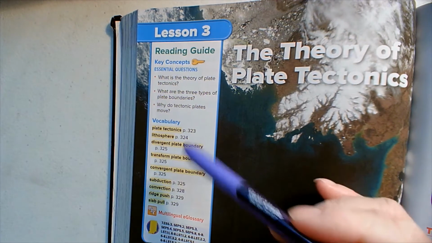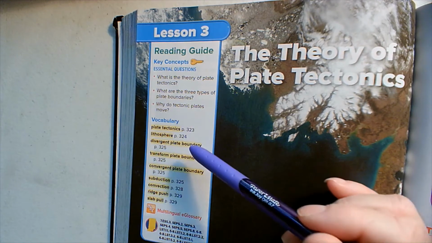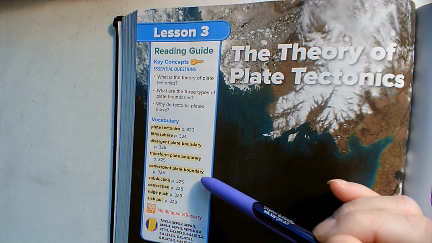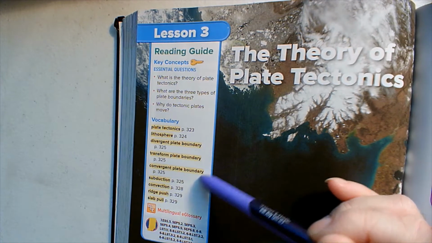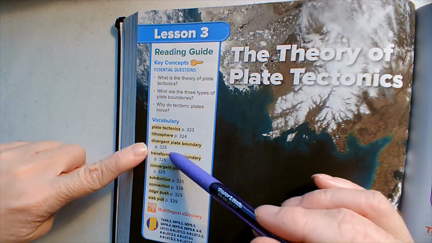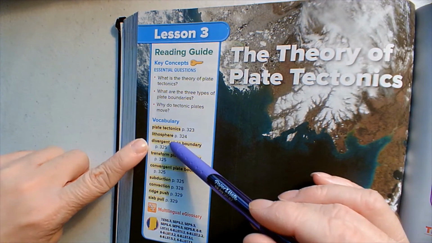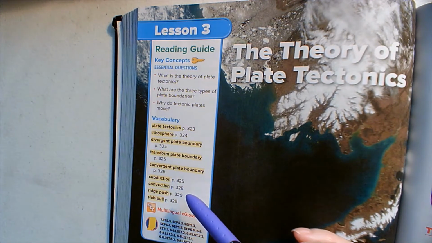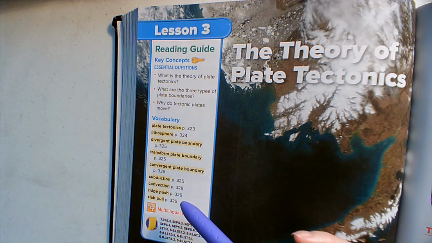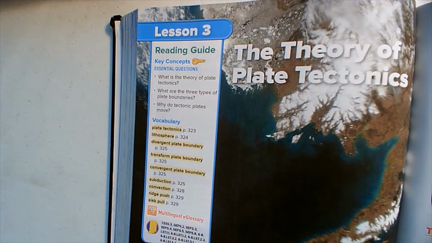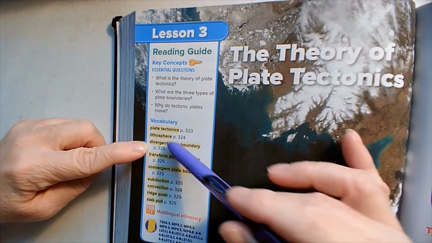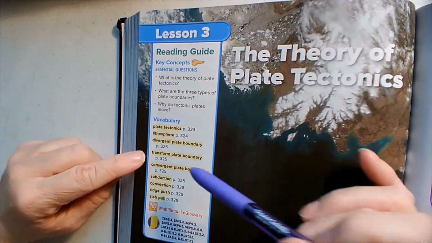Let's look at the vocabulary. Plate tectonics, lithosphere, divergent plate boundary, transform plate boundary, convergent plate boundary. So let's talk about the words there for just a moment. To diverge means to move apart. The word diverge is used in Robert Frost's poem about the path in the woods, and it says the road diverged, so it came apart. One went one way and one went the other. So anyway, that word diverge means to move apart.